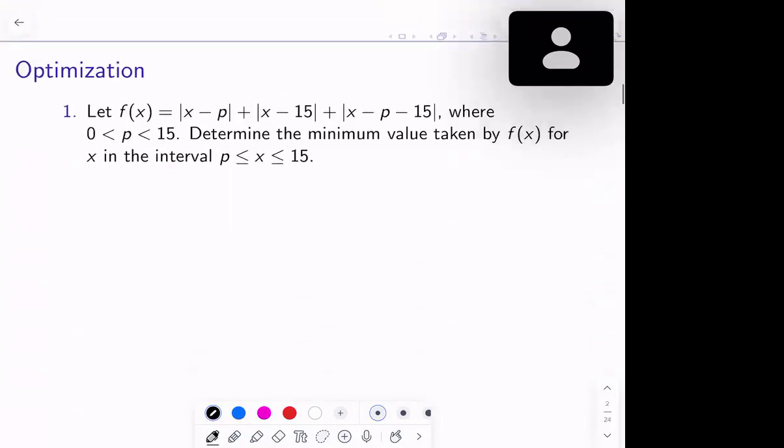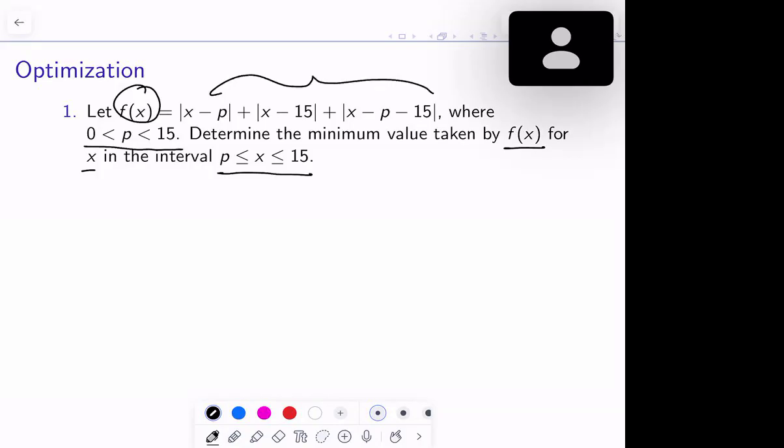The first problem states, let f of x be equal to the absolute value of x minus p plus the absolute value of x minus 15 plus the absolute value of x minus p minus 15, where 0 is less than p is less than 15, and we want to determine the minimum value taken by f of x for x in the interval p less than or equal to x less than or equal to 15. So the key idea here is to simplify this expression for f of x by removing all of these absolute values.